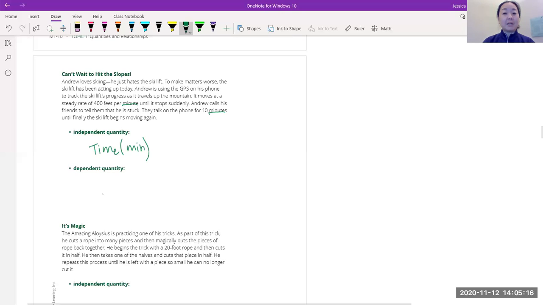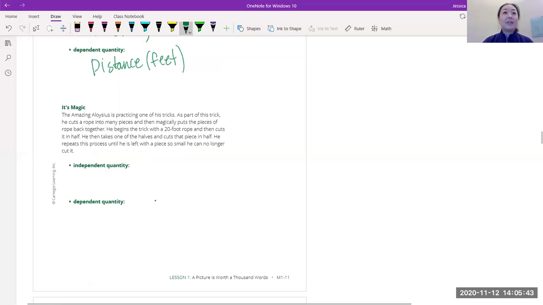And then what about the dependent, right? He's using his GPS to track what? Distance, right? So this is going to be distance, how far he has traveled. And then this is going to be in feet. And you notice, oh, feet are mentioned here, not your feet. Distance, feet, right? So there's distance, feet. Happy days.